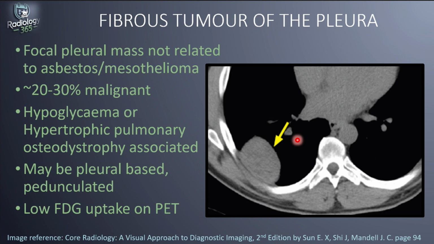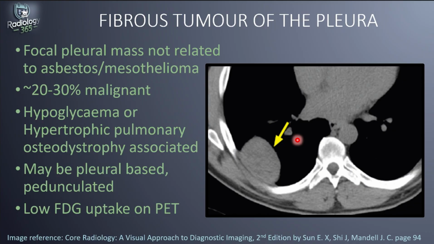Fibrous tumor of the pleura may be pedunculated, and when you have a pleural-based mass that changes position, it's suggestive of a fibrous tumor of the pleura. It also tends to have low FDG uptake on PET scans.